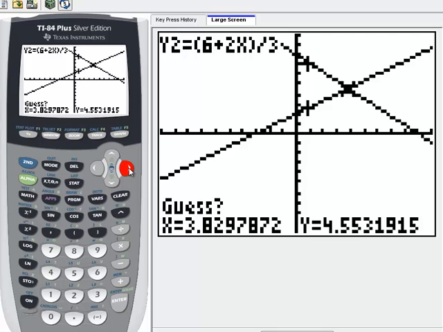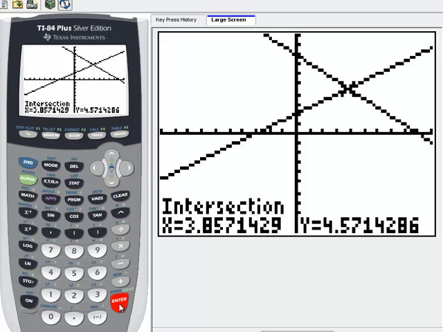About there. That looks like a pretty good guess. And when you have your guess, enter. Alright, so here we have these decimal numbers. We are trying, if we can, to get exact answers.